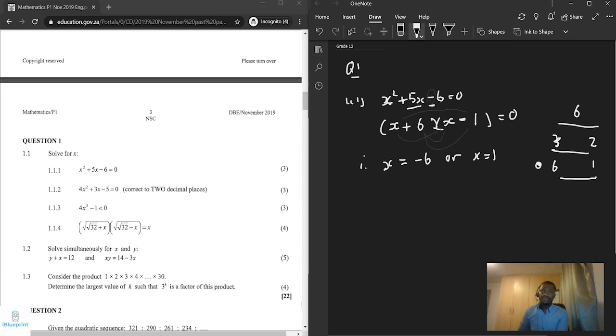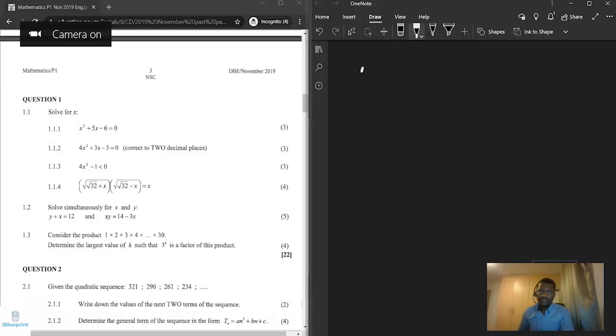Right. So you can also quickly check: 1 squared plus 5 times 1 minus 6. 1 plus 5 is 6, minus 6 gives you 0. So you know this works out. Quickly check the other one. Negative 6 squared is 36, minus 5 times 6, that gives you 30. So that's 36 minus 30, which gives you 6. 6 minus 6 is 0. So you know that this also works out. Then you can move over to the next question.